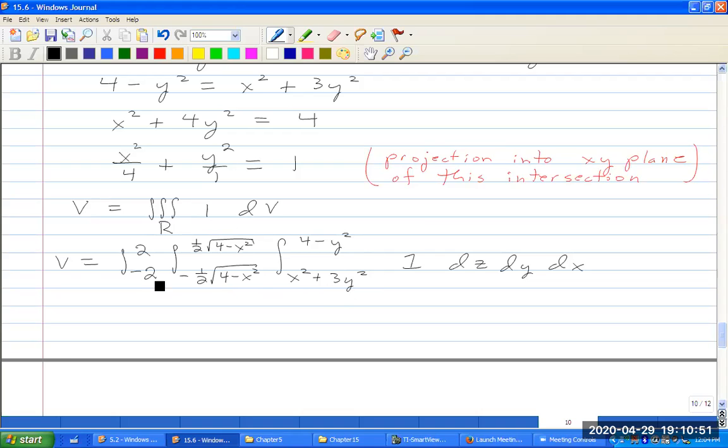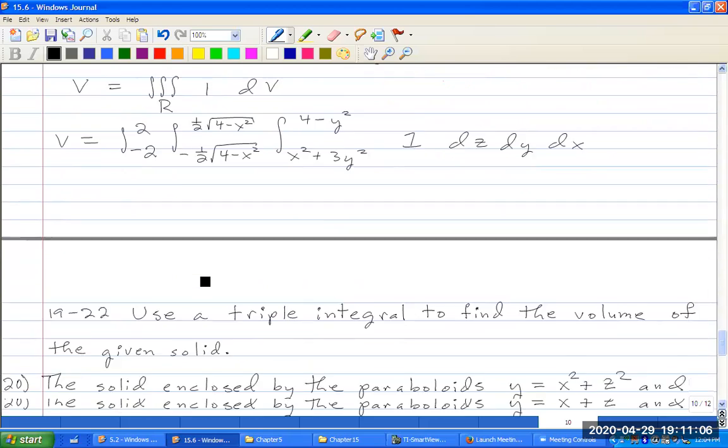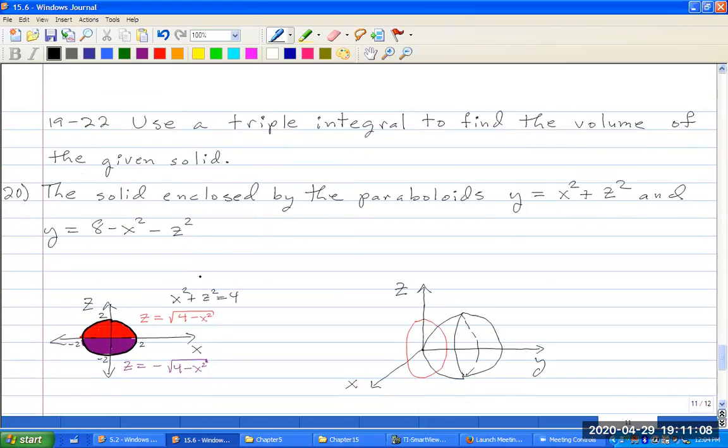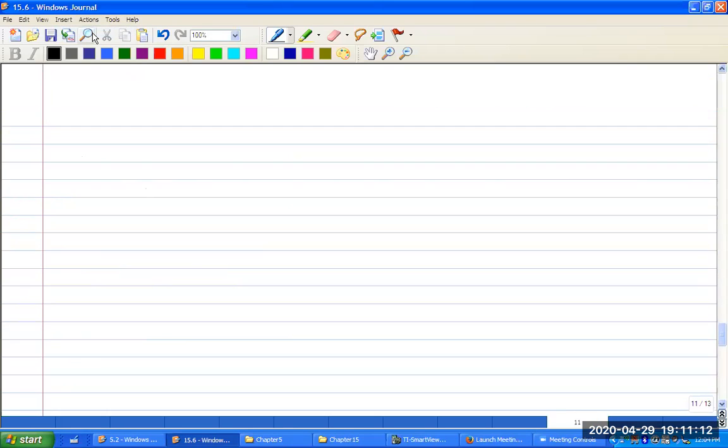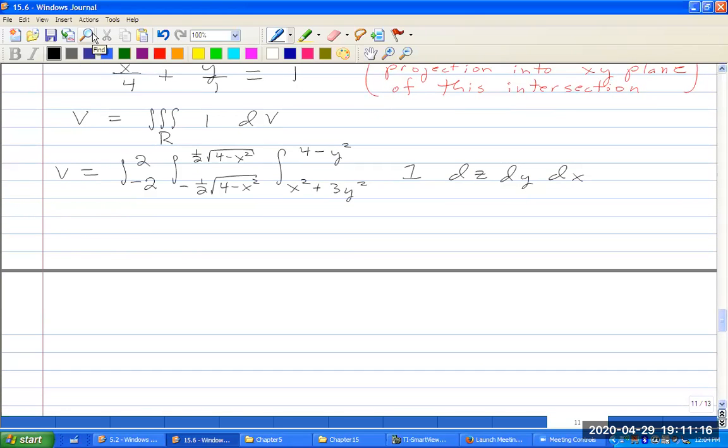Does everyone understand how I got this integral, the limits of integration? Okay, so far so good. So you'll have to do practice on these. The only way to do this is to keep doing it several times, and then you'll figure out how to do these. Okay, so let's integrate.